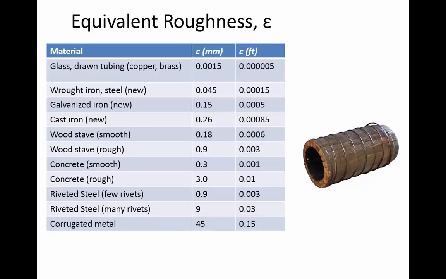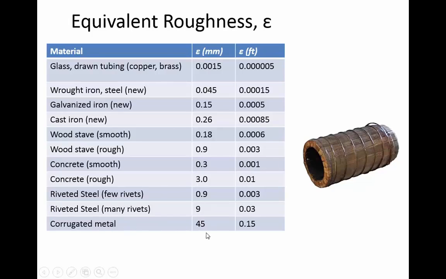But the surprising thing about wood is that if they're well made, the roughness is actually less than the roughness of cast iron. For example, if you look at this wood stave, a smooth wooden pipe has a lower roughness than cast iron and is pretty close to galvanized iron. So they didn't necessarily have really horrible energy losses just because they were using wooden pipes back then.